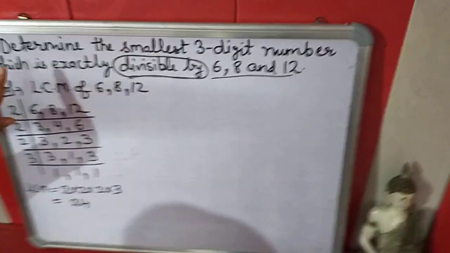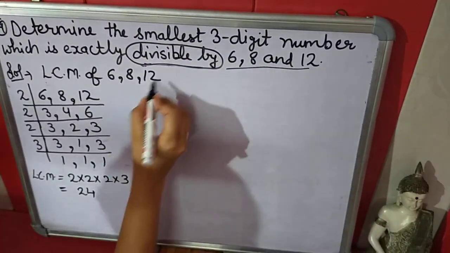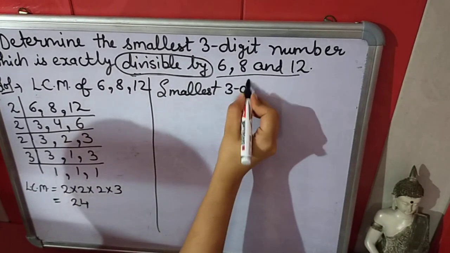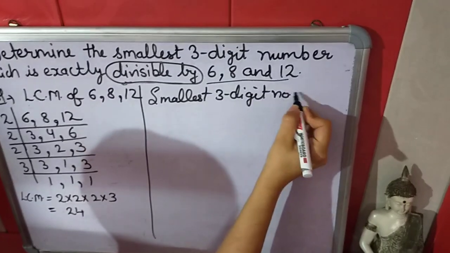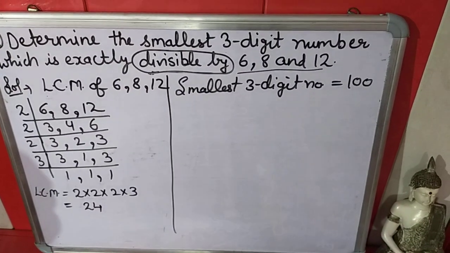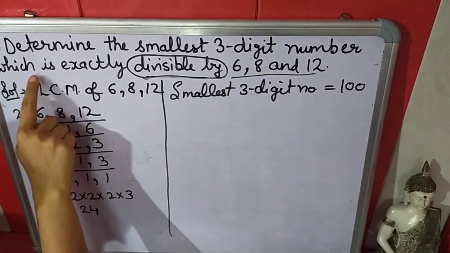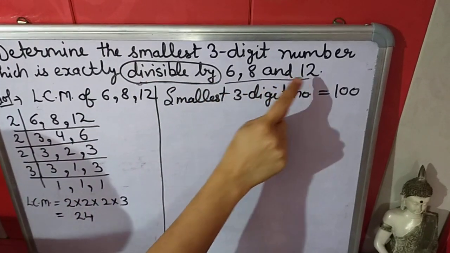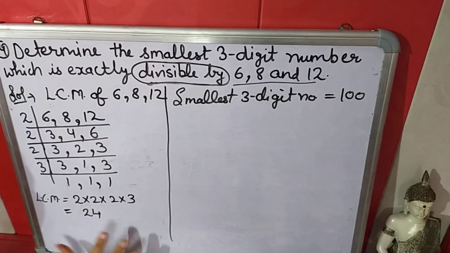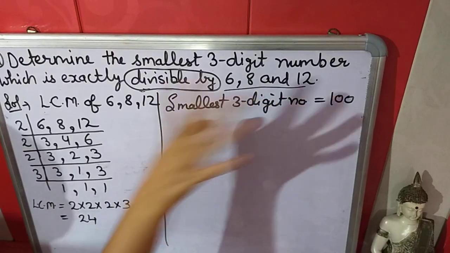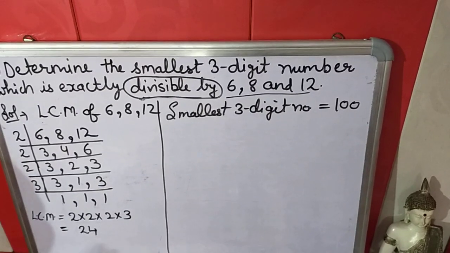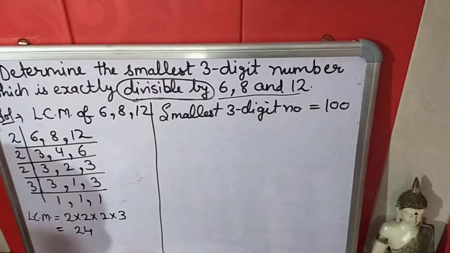Now he is saying determine the smallest 3-digit number. What is the smallest 3-digit number? It is 100. So we have to find the smallest 3-digit number which is exactly divisible by 6, 8 and 12. But in this case, 24 is a 2-digit number. So we have to find the smallest 3-digit number that is divisible by these numbers. So what we will do, we will find multiples of 24. So for this, we have to divide 100 by 24.